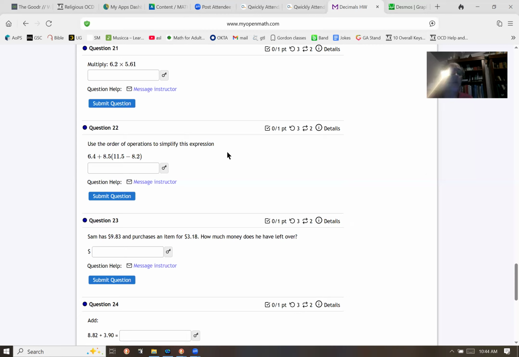Okay, question 22 says use the order of operations to simplify this expression. So who can remind us all what the order of operations is? Starts with a P.